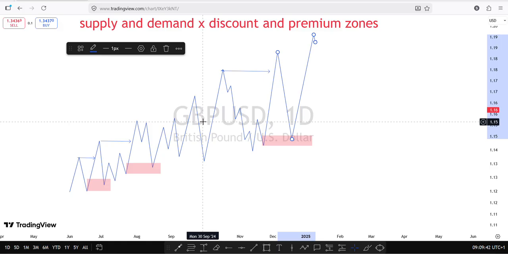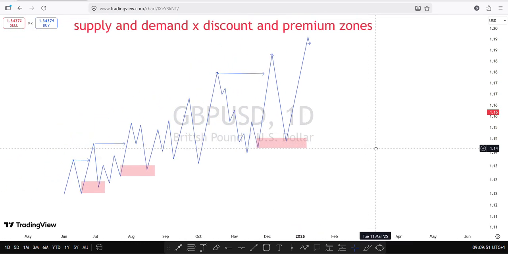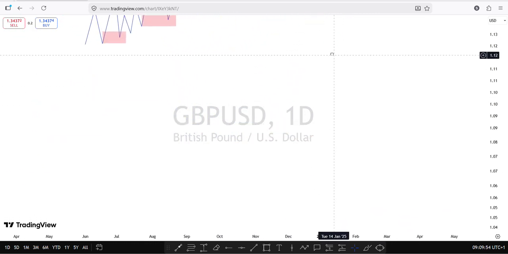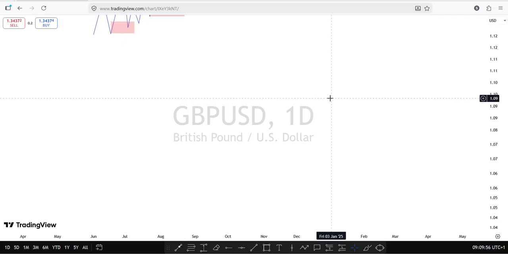So this is just a typical example of a demand price action whereby you want to be buying, and the same thing applies to the bearish too. When the market is bearish, this is just the opposite pattern. Right now, what is important is the discount and premium zones. How can you blend discount and premium zones while trading your supply and demand?